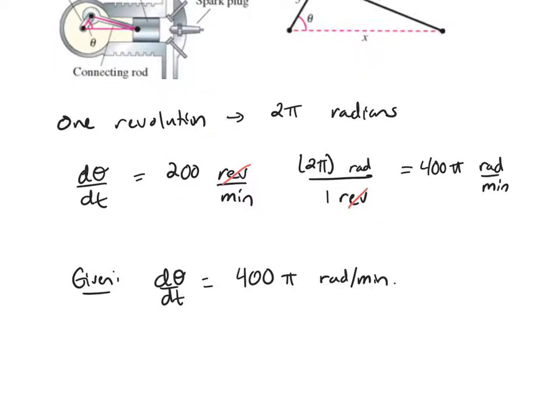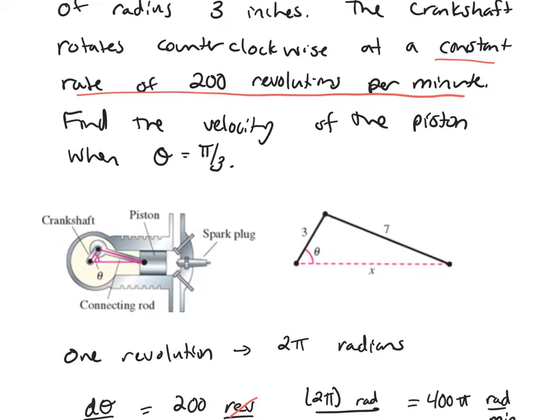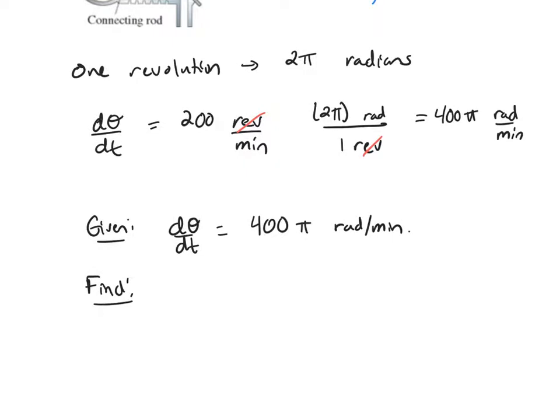What am I asked to find here? So we need to go back and look at our question. I'm asked to find the velocity of the piston when theta equals pi over 3. So I need to find dx dt. That'll tell me the velocity of the piston. So I need to find dx dt when theta equals pi over 3.